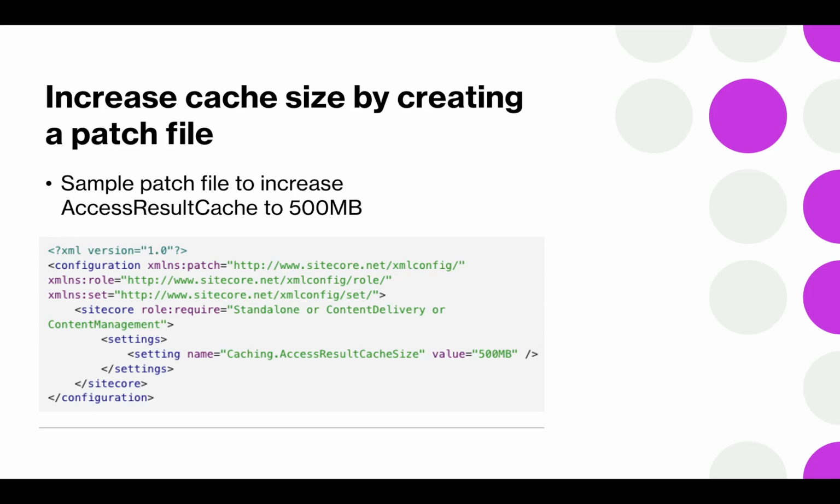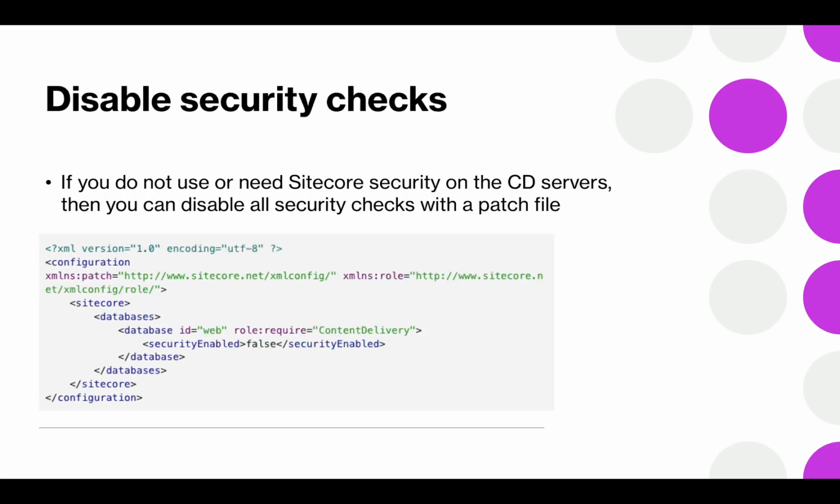Increase cache size by creating a patch file. This is one of the most common and easiest ways to fix access result cache issues. You simply create a patch file. In this case, we patch the access result cache size to 500 megabytes. If I were to put this in a Sitecore instance that has 9 megabytes for this cache, and now we increase it to 500 megabytes, this is going to make a big difference. So this is one of the easiest and most common ways to resolve this issue.